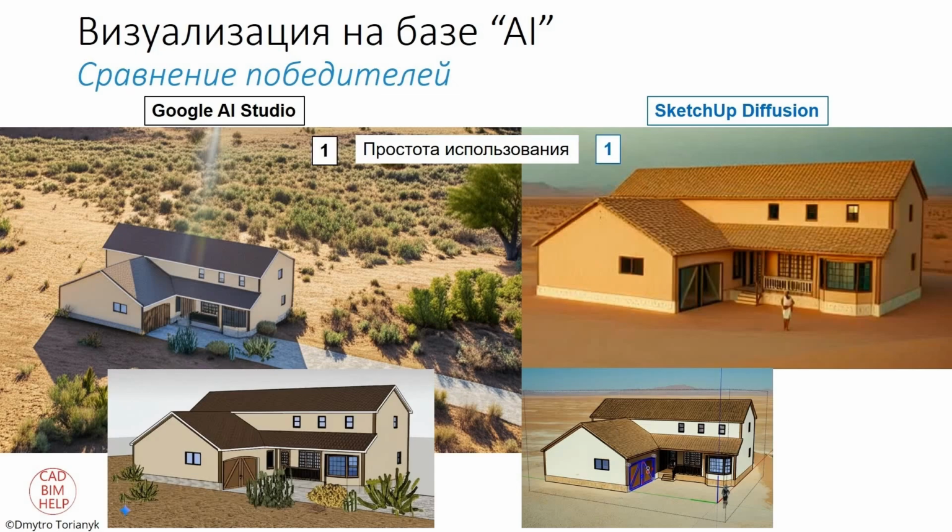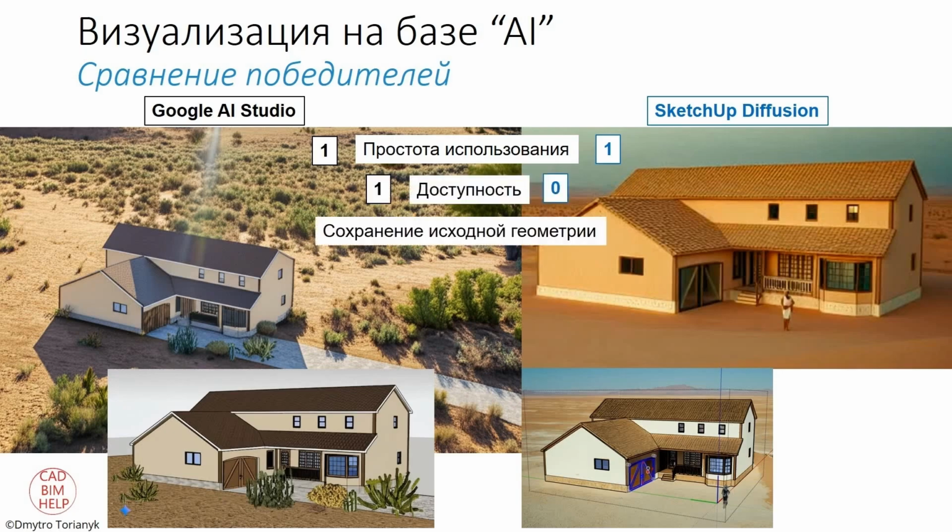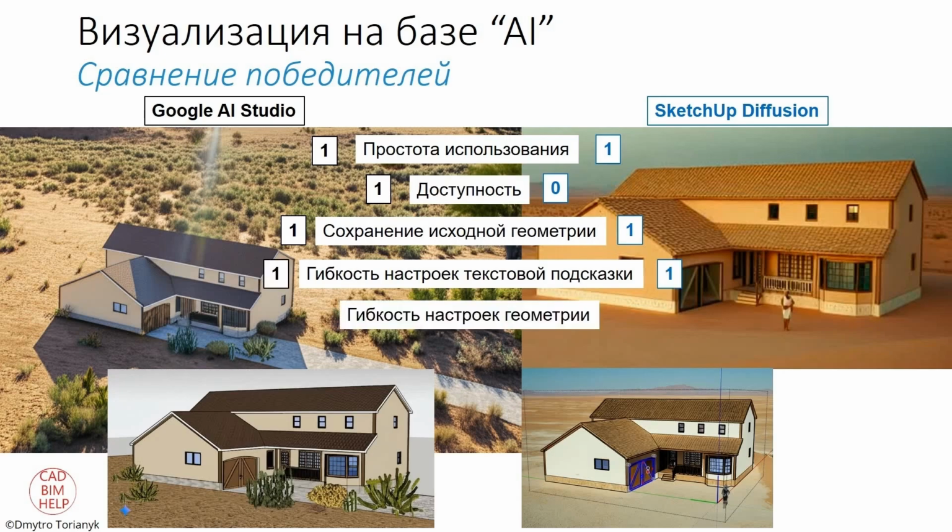Okay. What about controlling the output with text prompts? He called that a tie, too. Google's based on a large language model, so very flexible. SketchUp also uses prompts, plus those negative prompts. Good control on both. But what about controlling the geometry's influence specifically? You mentioned SketchUp had a slider for that. Exactly. SketchUp won there. Google AI Studio didn't have that specific geometry influence setting.